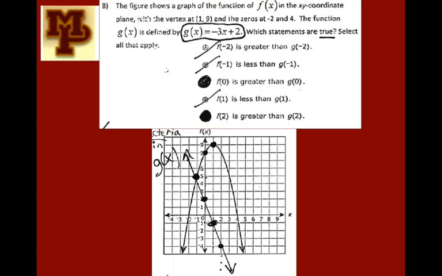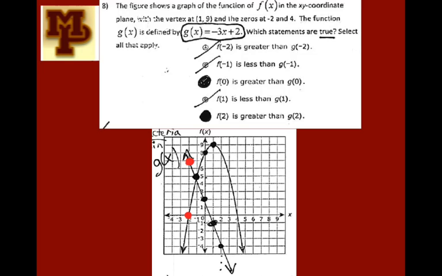f of negative 2 is greater than g of negative 2. Well, f of negative 2 is this one here, and it says, is it greater than g of negative 2? And that's not true, because g of negative 2 is way up there. Whenever they say f of negative 2 and g of negative 2, remember those are considered the y coordinates when you plug in a negative 2. So that's not true.